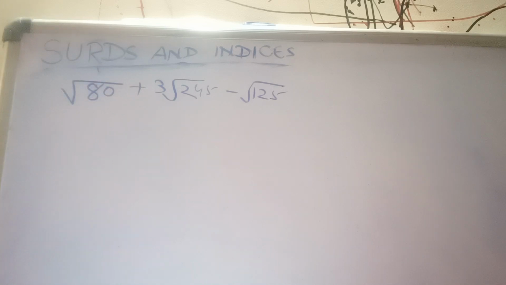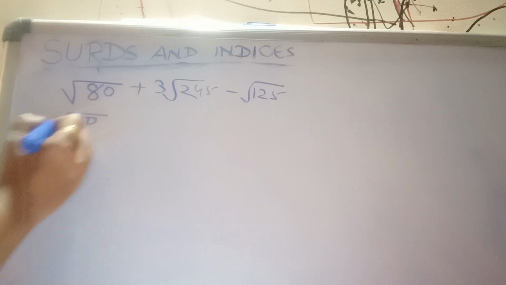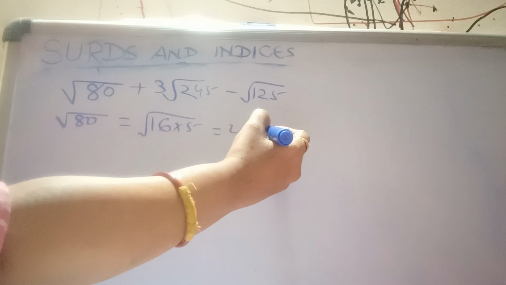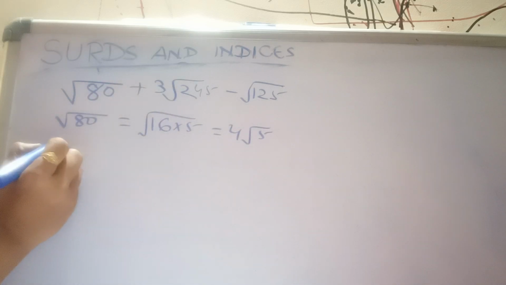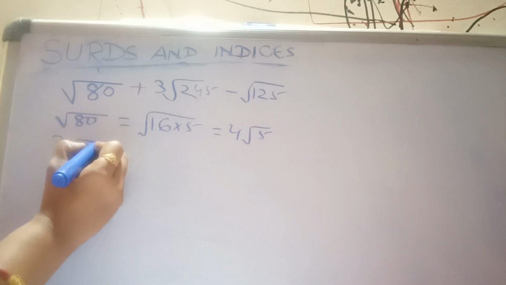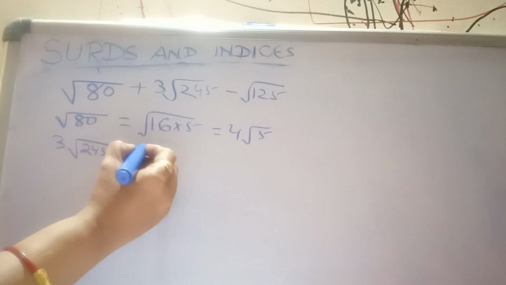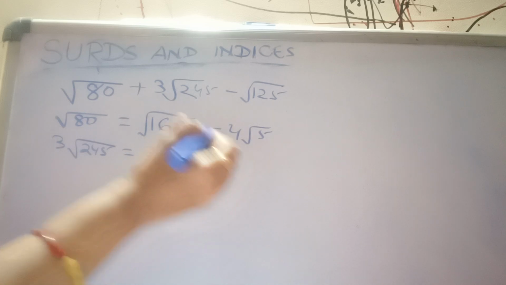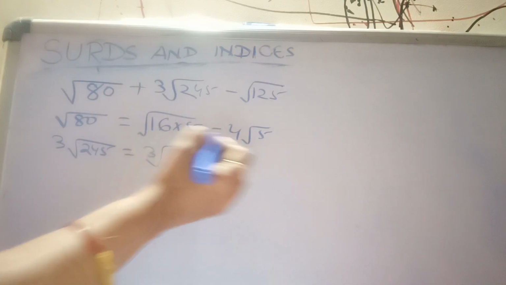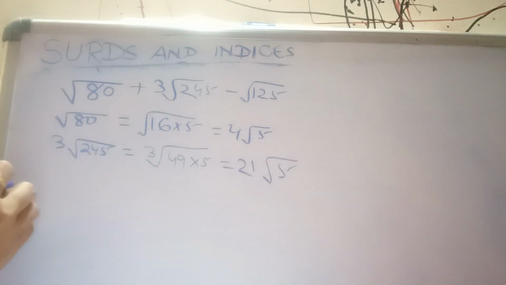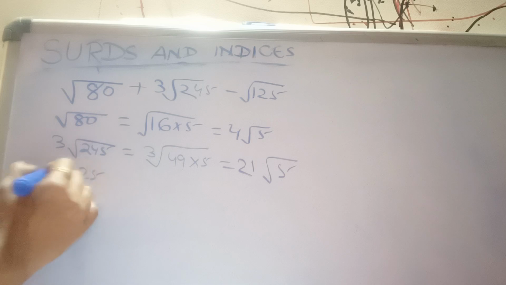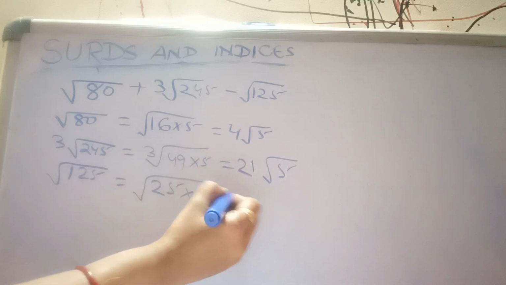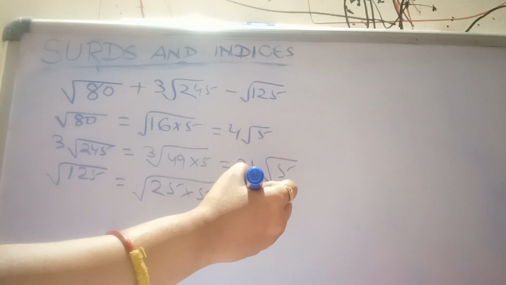So first, root of 80 equals, we can write 16 into 5, so 4 root 5. Next is 3 root 245, equals 3 of 49 into 5, so 7, 21 root 5. Next is root of 125. We can find 25 into 5. That can be 5 root 5.